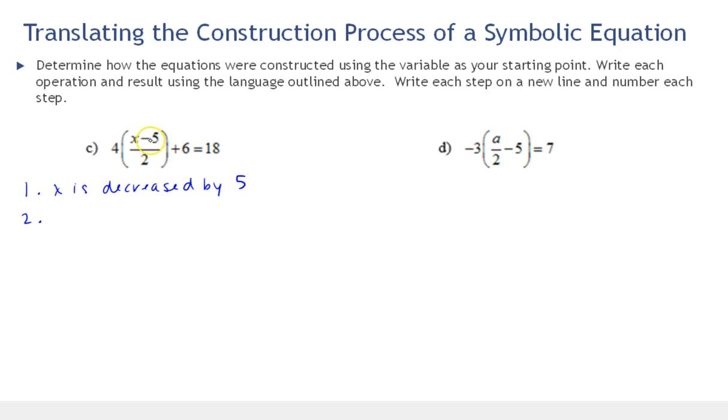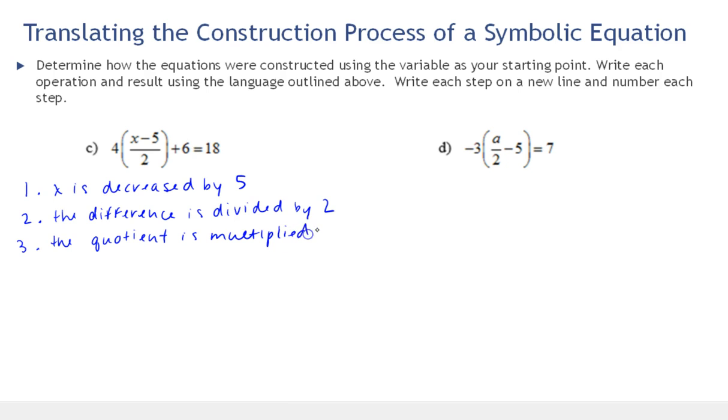Now we take this result, this difference, and it's divided by 2. Now we call the result of dividing a quotient. So now we're going to take this quotient and multiply by 4. The quotient is multiplied by 4.